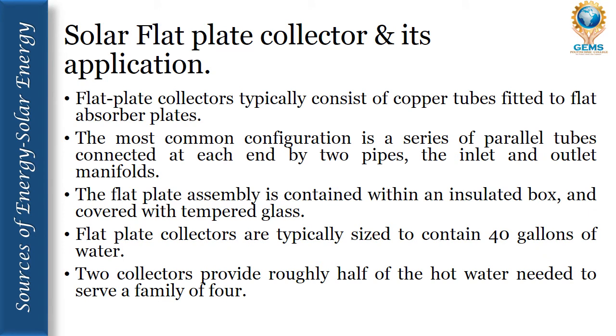Let's see the solar flat plate collector and its application. Flat plate collectors typically consist of copper tubes fitted to flat absorber plates. The most common configuration is a series of parallel tubes connected at each end by two pipes, the inlet and outlet manifolds. The flat plate assembly is contained within an insulated box and covered with tempered glass.